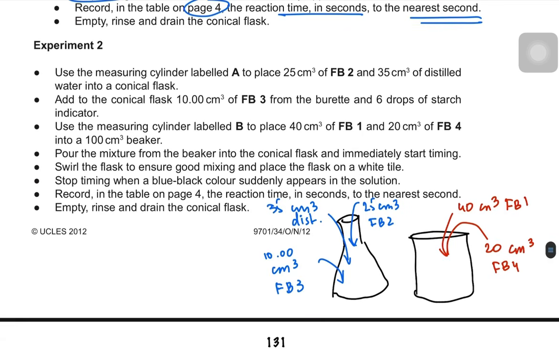I want you to understand how this time the conical flask and the beaker both have different volumes compared to last time. The conical flask has 70 cm cube and the beaker this time has 60 cm cube.